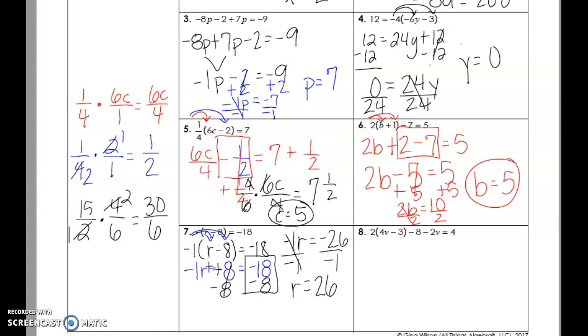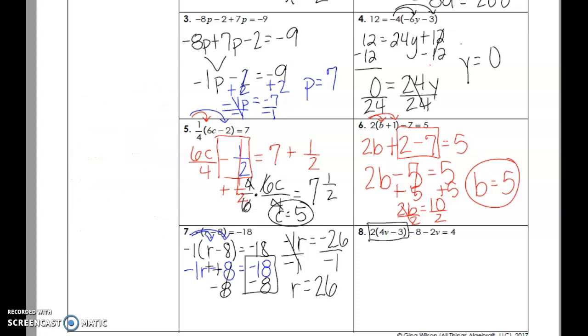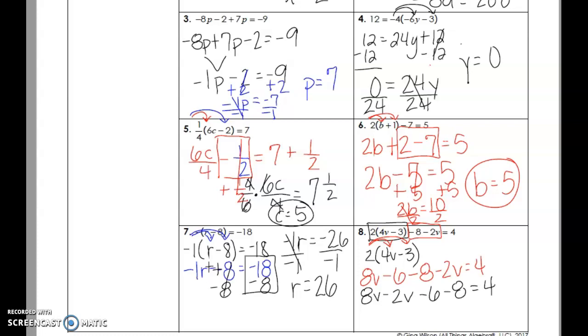Now let's look at number 8. We're going to start just by using the distributive property. So here we have 2 times 4b minus 3. We distribute 2. 2 times 4b is 8b. To bring down our subtraction sign, 2 times 3 is 6. Now we're going to include the rest of our problem, minus 8 minus 2b equals 4. I'm going to rewrite combining like terms. So I have 8b minus 2b minus 6 minus 8 equals 4.